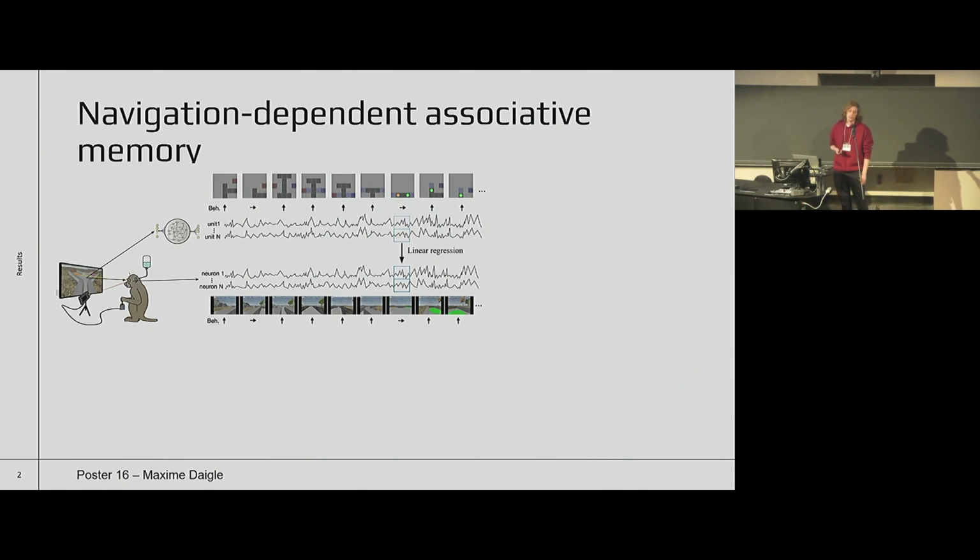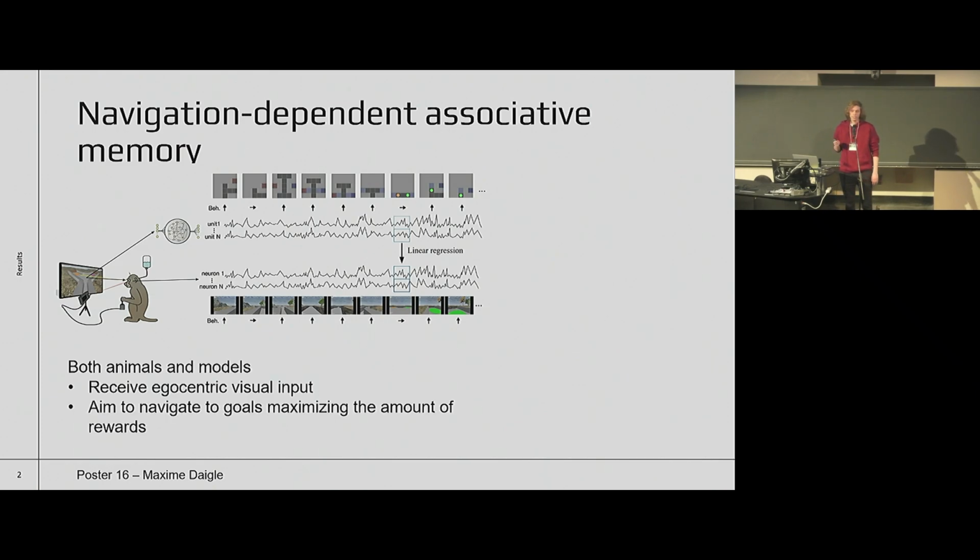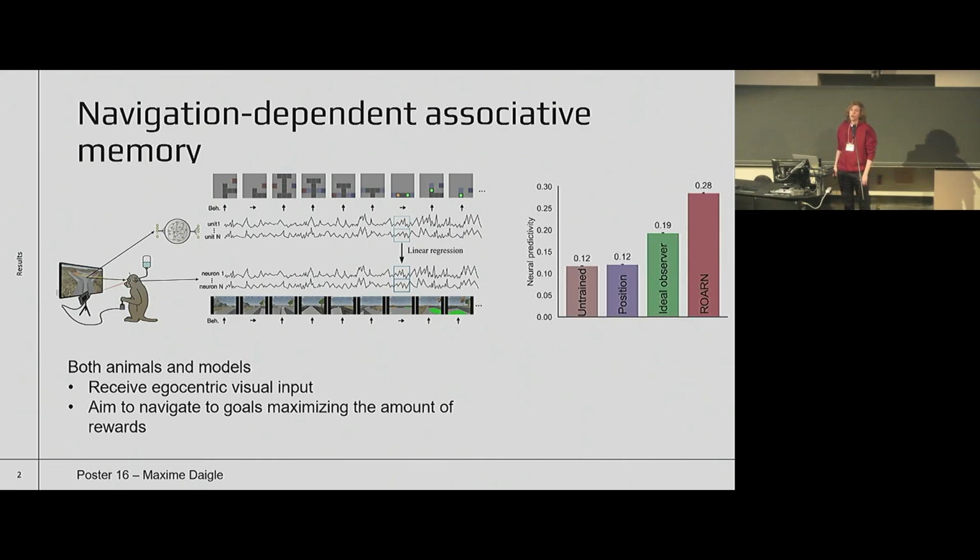So next we train deep reinforcement learning models to perform the same task as the monkey, except in a simplified 2D environment. Both the model and the animals receive egocentric visual input and aim to navigate to the goal that gives the best reward, and to be able to do that, they need to learn the association between goal and cue objects. And what we found is that the predictions from the activation of those layers are even significantly better at predicting the neural responses of hippocampal neurons.